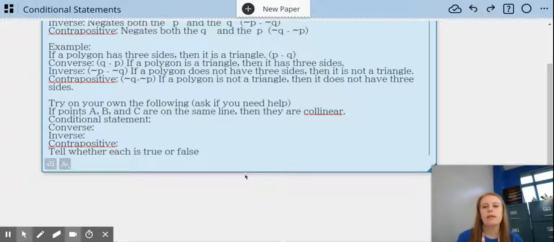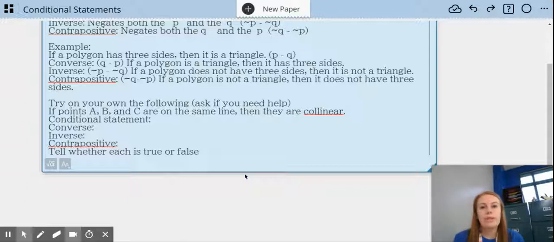Okay, so try this one on your own and ask me or anybody around you if you need any help. So this one is if points A and B and C are on the same line, then they are collinear. So write the conditional statement, converse, inverse, and contrapositive.